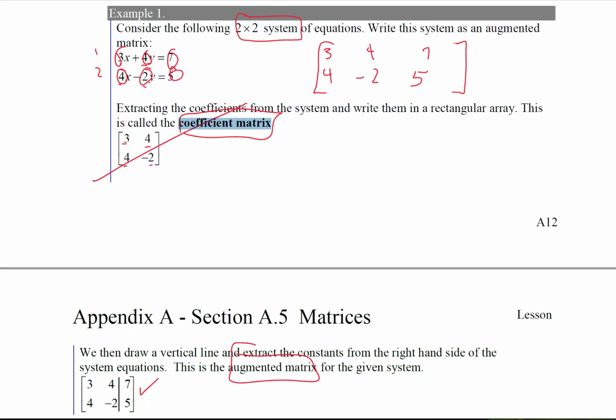We're just learning how to turn equations into a matrix. Later, we'll learn how to solve the matrix. But right now, your job is to take an equation and make a matrix, and vice versa. Take a matrix and make the equation. So we're going to learn both of these here.